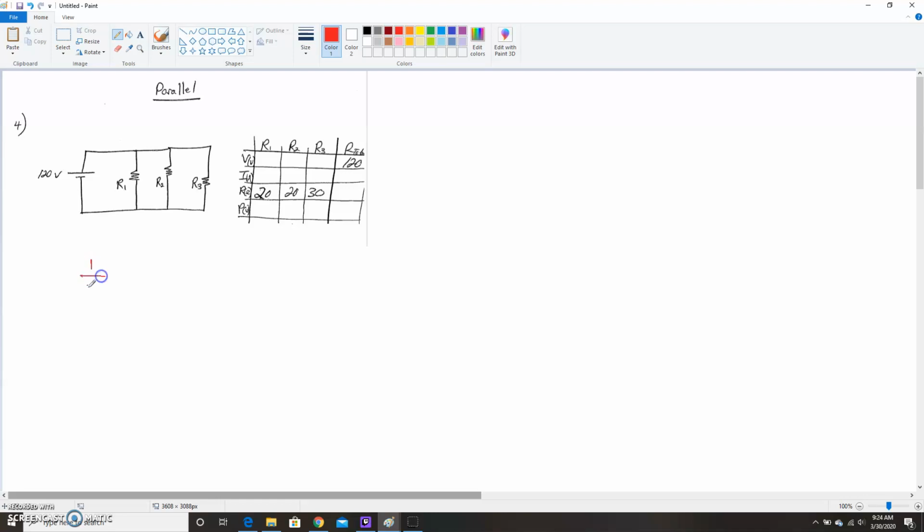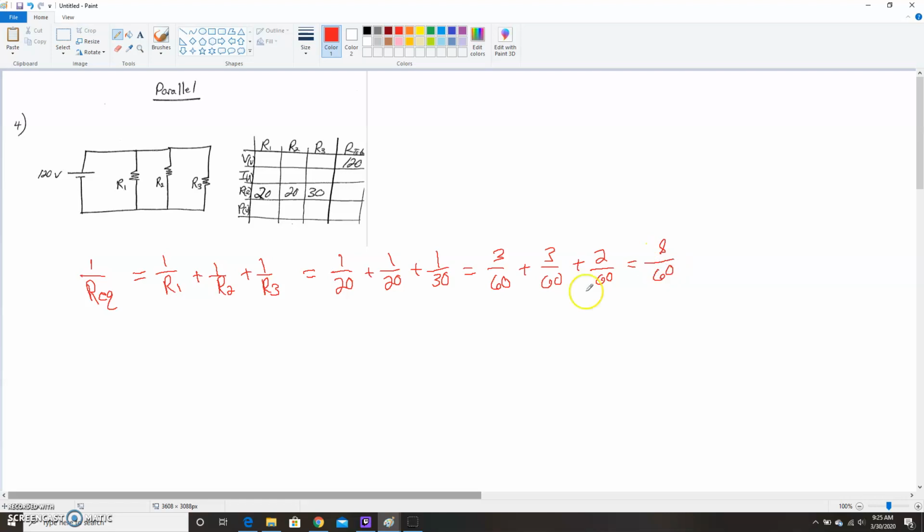So since it's a parallel circuit, we have to do equivalent resistance: 1 over R equals 1 over R1 plus 1 over R2 plus 1 over R3. So we have 20, 20, and 30. Common denominator. You can use a calculator. This is a little bit of overachieving, but whatever. 3, 3, and 2 is 8, so 8 over 60.